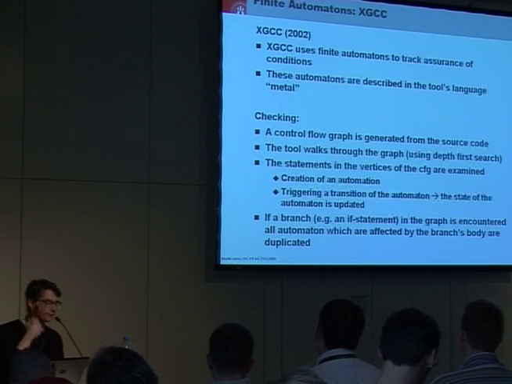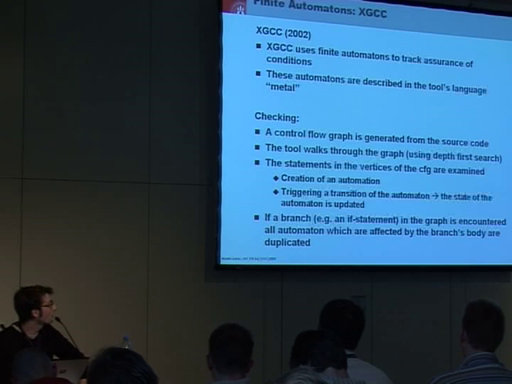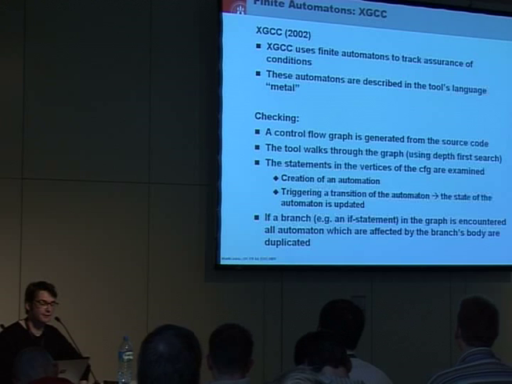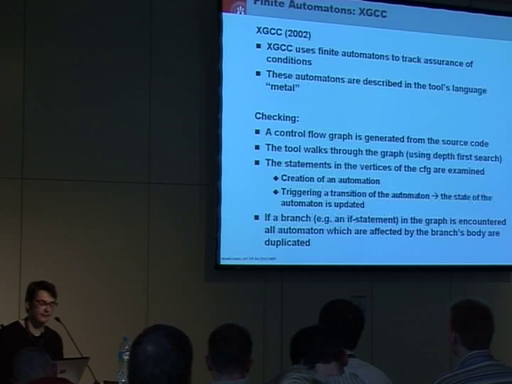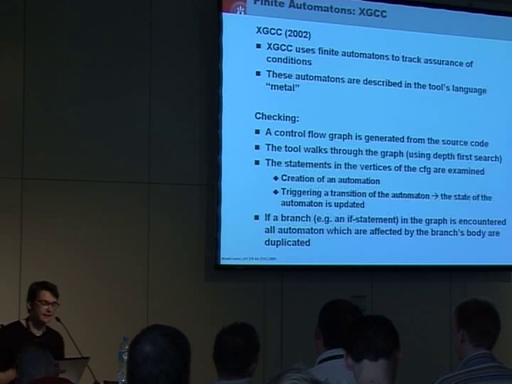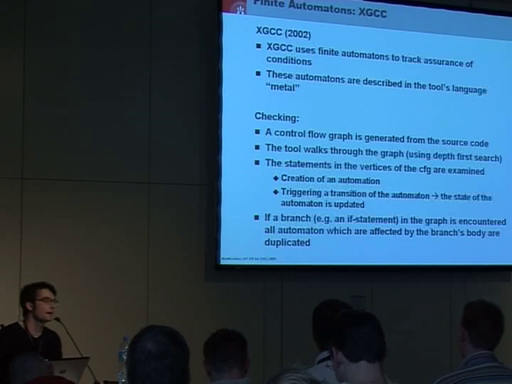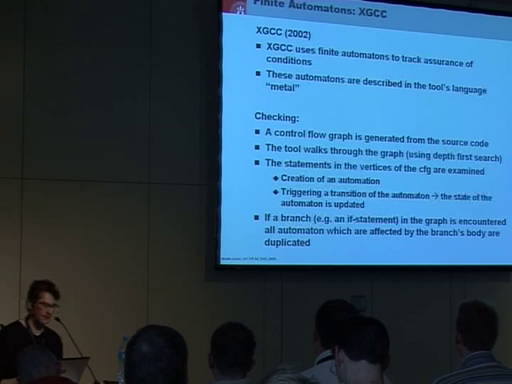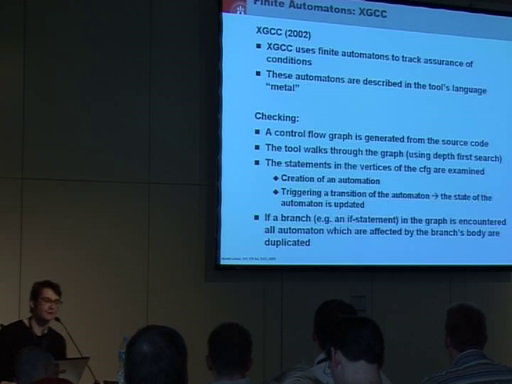The check is done as follows. XGCC creates a control flow graph from source code and walks this control flow graph after its construction. Every automaton we create with Metal has a creation rule and some transitions. A creation rule is pretty much pattern matching. If we find something in our source code that triggers the creation of this automaton, the automaton gets created, obviously. The transitions are also something like pattern matching. So if we have an automaton that is already created and we encounter a statement that is triggering one of the transitions, the state of the automaton gets updated.